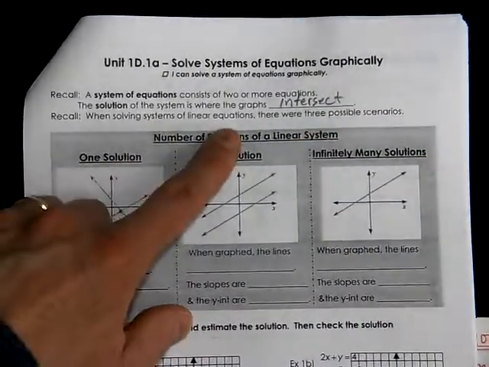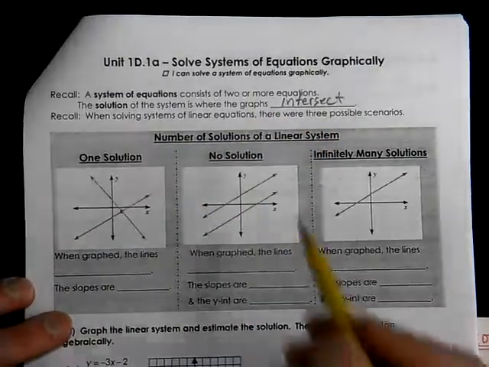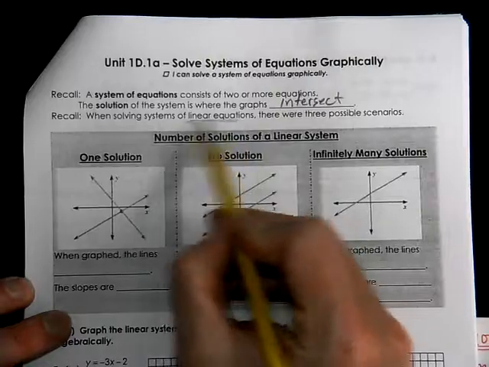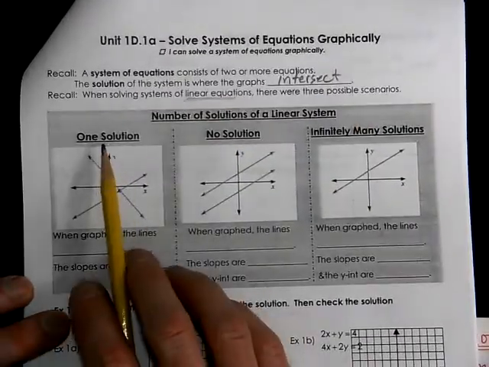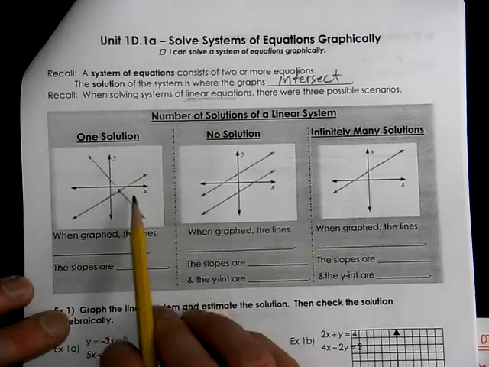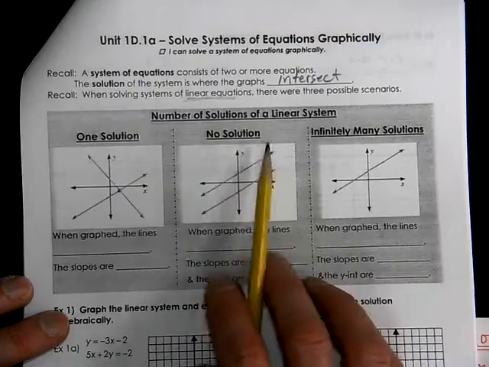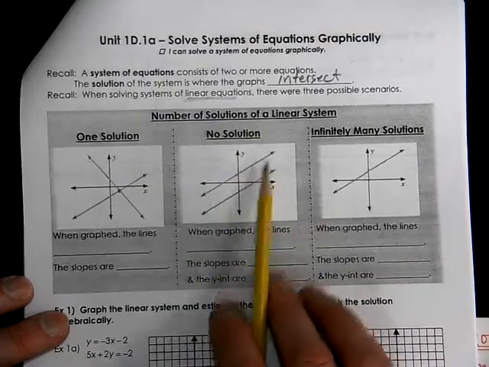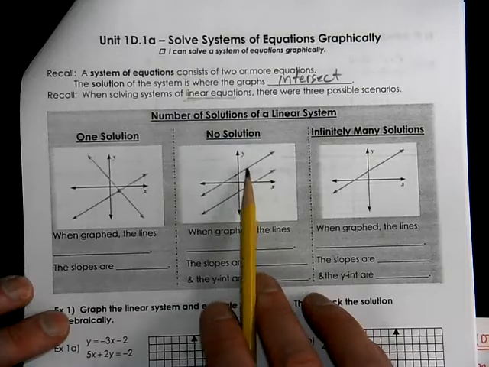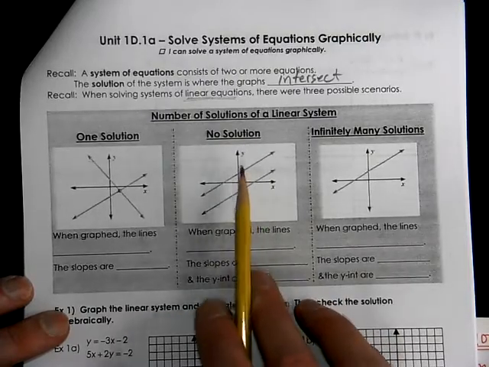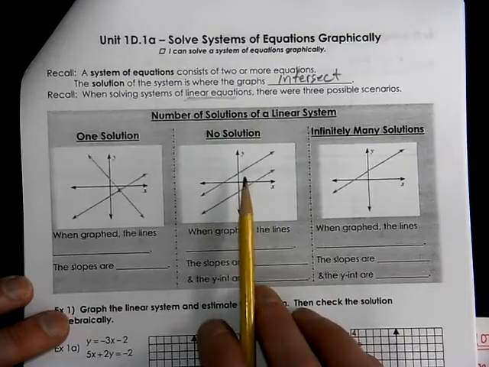When solving a system of equations, there are three possible scenarios. These are linear systems of equations. There are three possible scenarios. You're going to cross at one spot, where two lines cross. Happens a lot. If they're parallel, that means the slopes have to be the same, but the y-intercepts could be anything. That doesn't happen a ton.